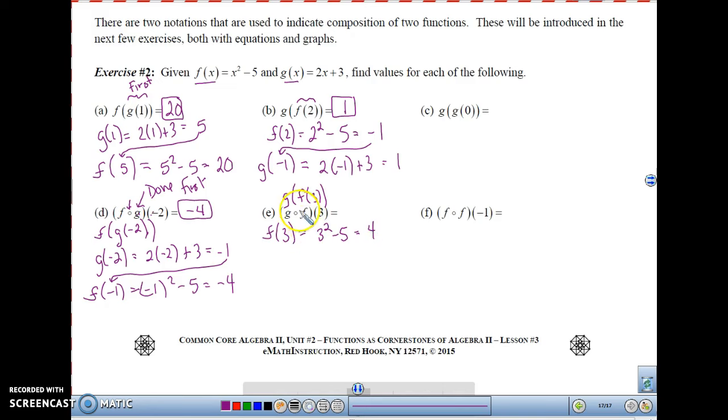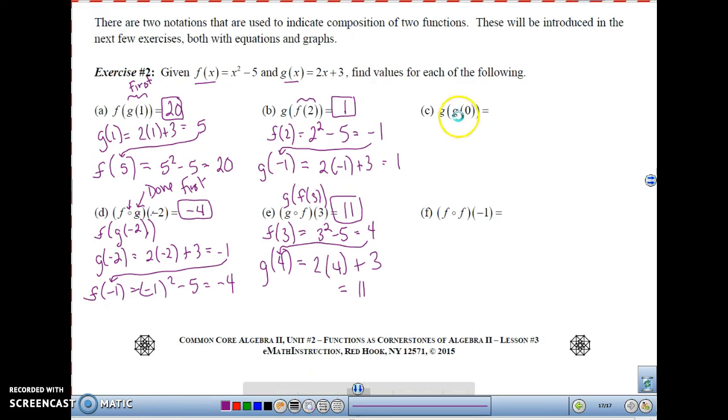And then take that answer, g of 4, because the output here becomes an input. g of 4 is 2 times 4 plus 3, which is equal to 11. So that means g of f of 3 is equal to 11.